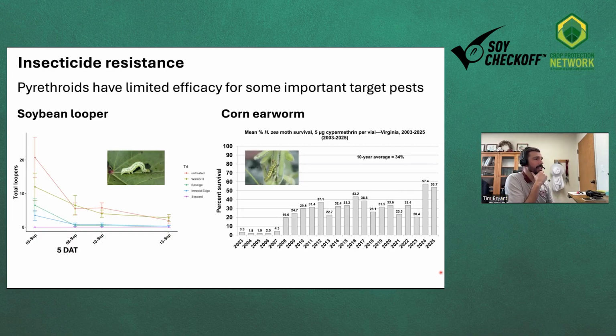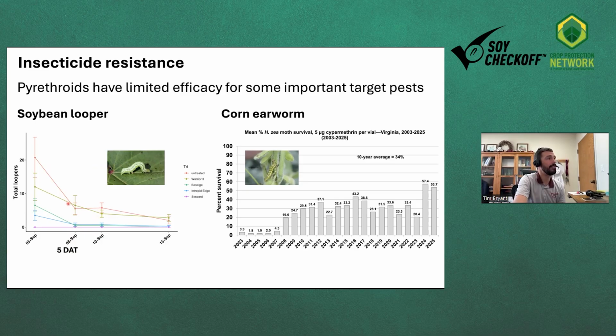On the left here, we're looking at soybean looper and some insecticide efficacy data from this production season in 2025. So this red line here is an untreated control, and this is just total number of soybean loopers. And then this kind of yellow mustard line here is Warrior 2. The active ingredient in that is lambda-cyhalothrin, and that is a broad spectrum pyrethroid, very commonly used. And you can see here at 5 days after treatment, that was about the same, if not maybe just slightly worse than not spraying anything at all for this particular insect. So this is one that's been resistant to pyrethroids for a number of years now.